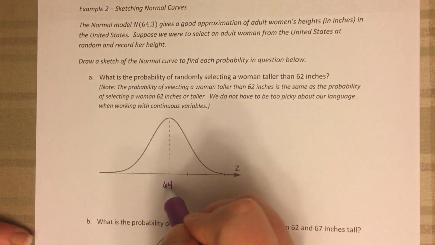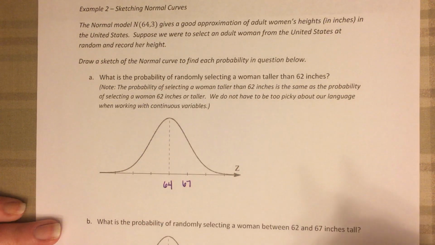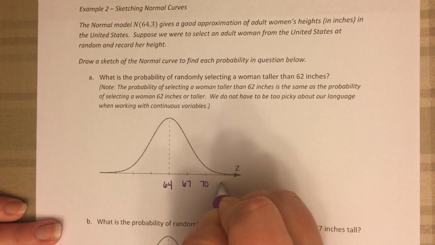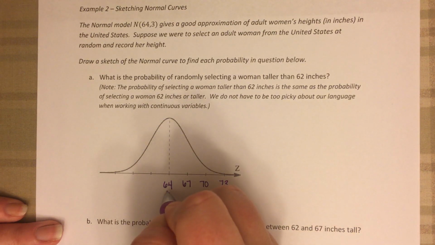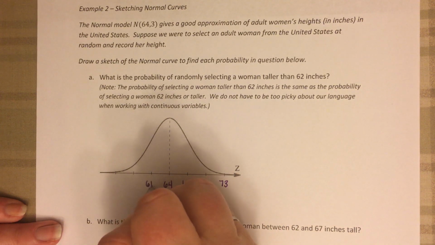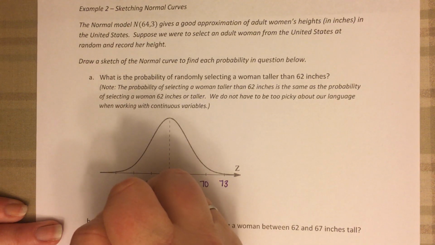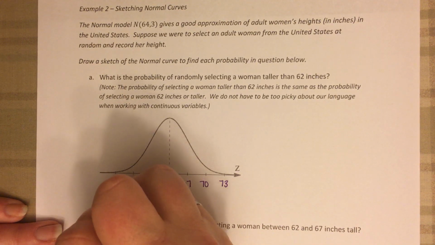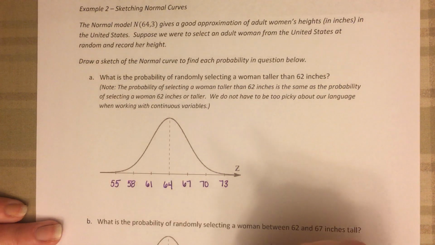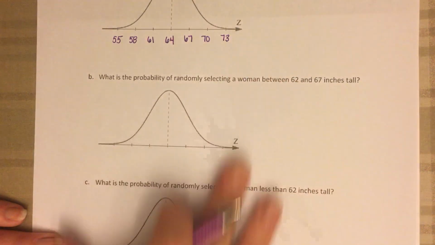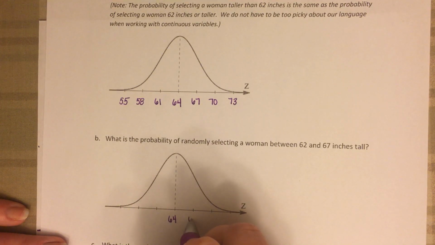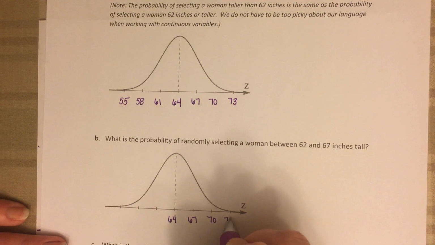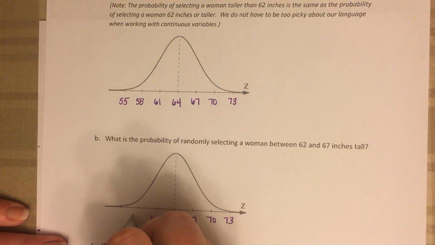To move to the right, I'm going to take 64 and add 3 to get 67, add 3 again to get 70, add 3 again to get 73. As I move to the left, I'm going back to my 64 and subtracting 3 to get 61, subtract 3 again to get 58, subtract 3 again to get 55. Actually, all 3 of these examples are using the same normal model. So you can fill them all in now, or we can fill them in as we go, but they're all going to use the exact same labeling.